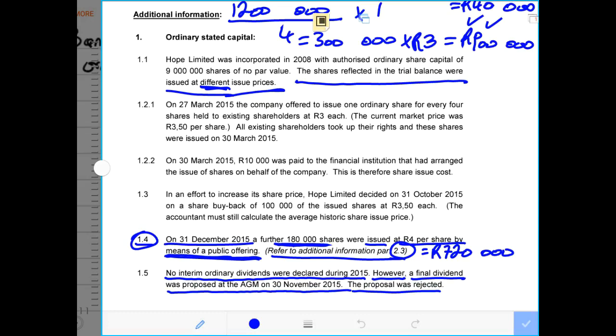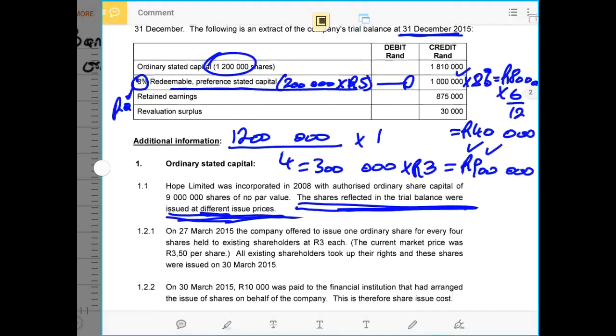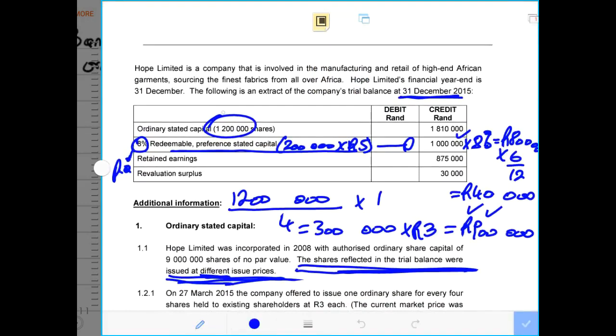In this case, we don't know the issue price, but we know the redemption price. And we know again that the shares reflected on the share register were issued at different prices. It means we don't know the exact price of the shares that we see in the share register, the ones that are in the trial balance. We don't know the exact one amount or price of these shares.